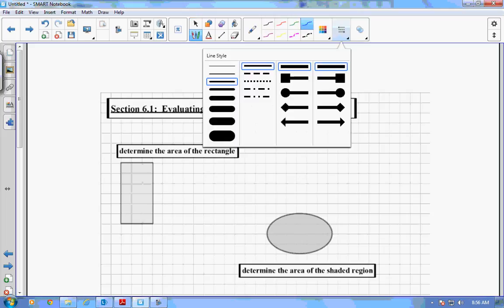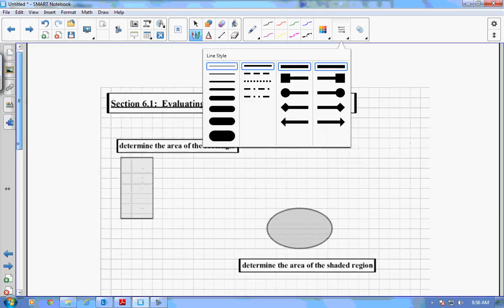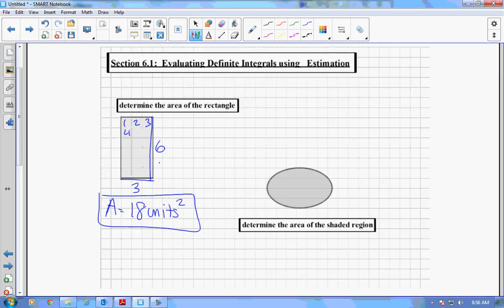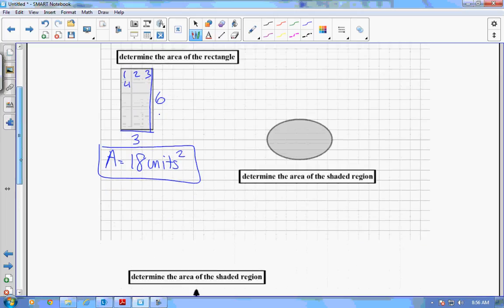So yeah, you can just count up the boxes, right? That's one way to find area. Count up the full boxes, or you can do width and length, 1, 2, 3, 4, 5, 6. And so we get the area is 18. What would we say after that? Units squared. Okay. Right. Determine now the area of our oval there.